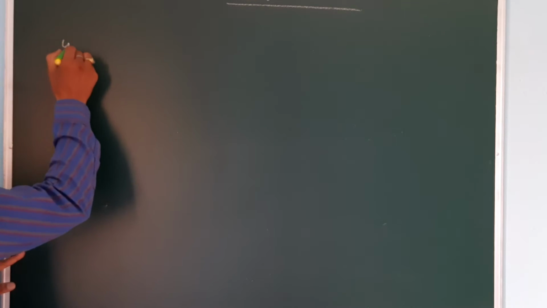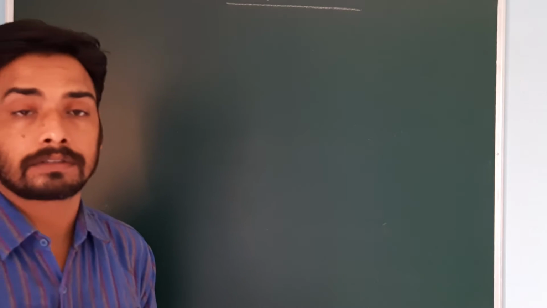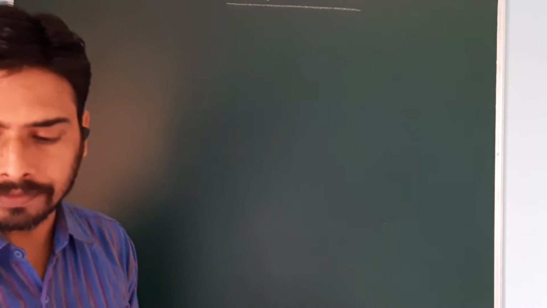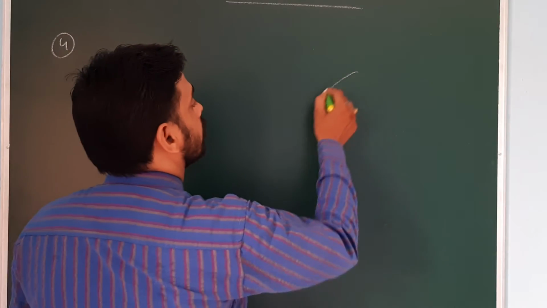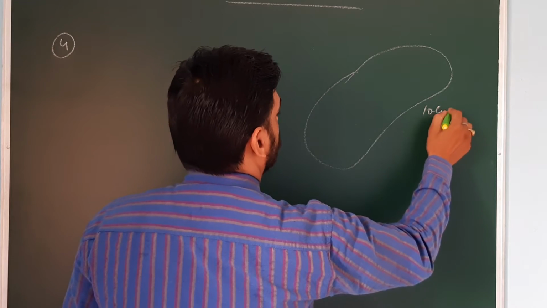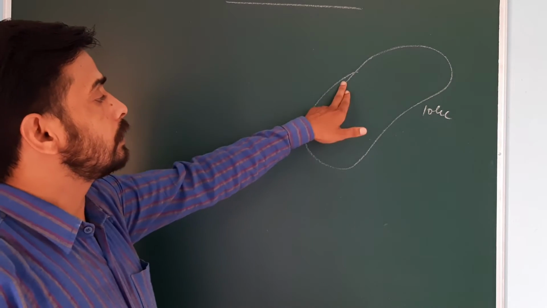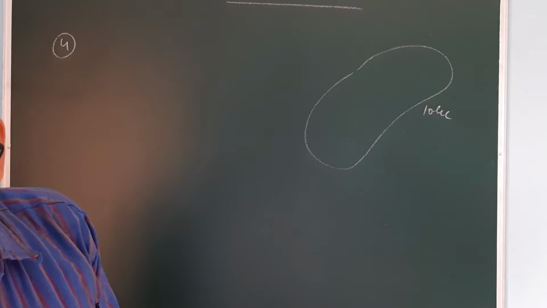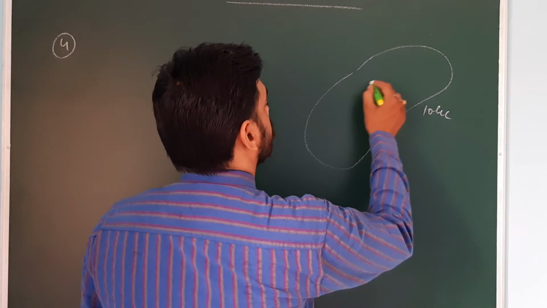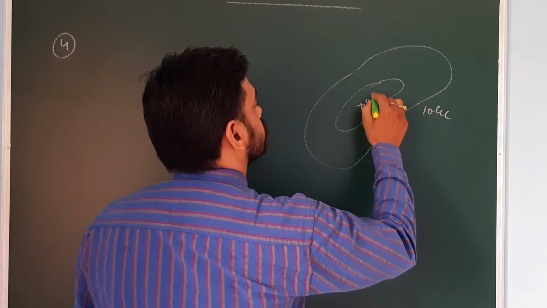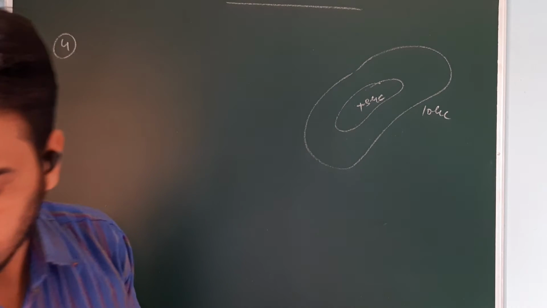Question number 4. What is the question? An isolated conductor of any shape has a net charge of 10 microcoulomb, right? And inside the conductor is a cavity within which a plus 3 microcoulomb charge is there.